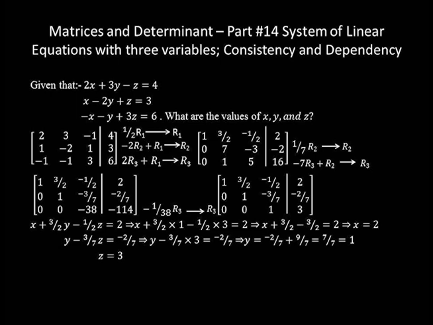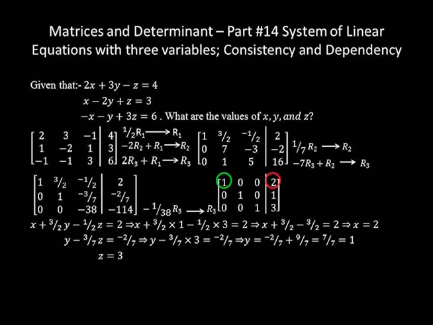If we had reduced this augmented matrix to row reduced echelon form, we wouldn't have gone through these back substitution steps, because in row reduced echelon form, the only non-zero element in row 1 is the coefficient of x, and that is 1. So whatever value we find here is the value of x.